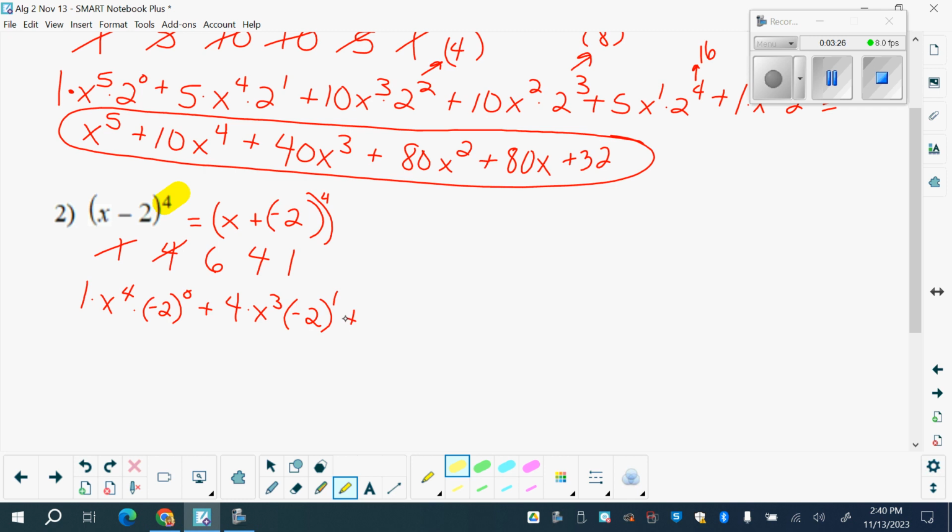And then my next term will be 6 times x to the, Gianna, what's the exponent on the x? Yes? And then what about the negative 2, Gianna? Yep. And then my next term, 4. What's the exponent on the x? Alina?